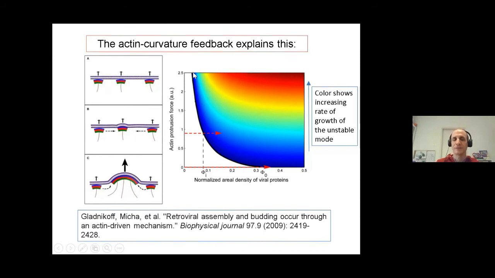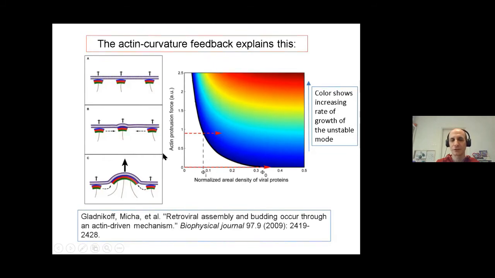And you can see that you can calculate from the black line the point on this phase diagram where the system becomes unstable, where there is a spontaneous growth of this aggregation of these curved proteins simultaneous with the budding. And the color just gives you the rate of growth of this unstable mode.